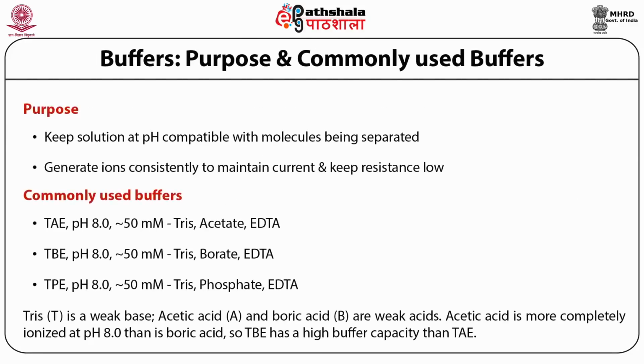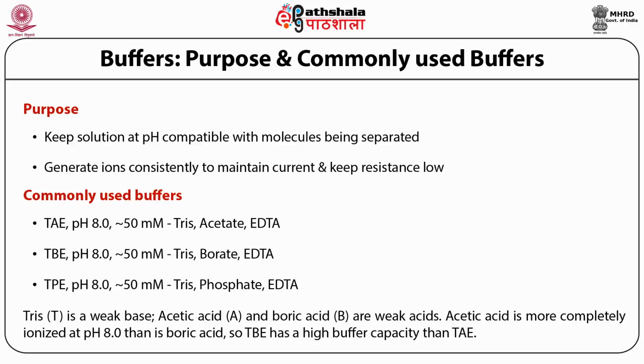So, in buffers, we try to understand the purpose and discuss some of the commonly used buffers. When we talk about the purpose, the most important factor would be the pKa value. A buffer with a pKa that is very close to the desired pH is always chosen. Buffers with a pKa in the range of 7 to 9 are best suited for most electrophoretic applications.